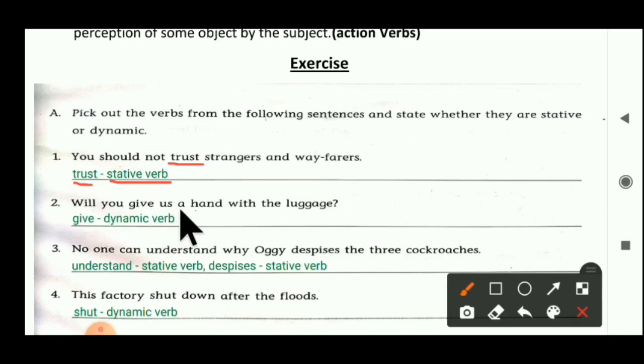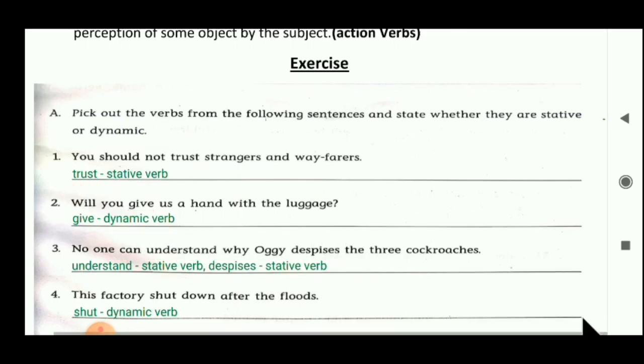Will you give us a hand with the luggage? Here, which verb we have to find out. Here, give is a verb. But which type of verb? Here, give means a dynamic verb. It shows the action. So we can say that give is a dynamic verb.